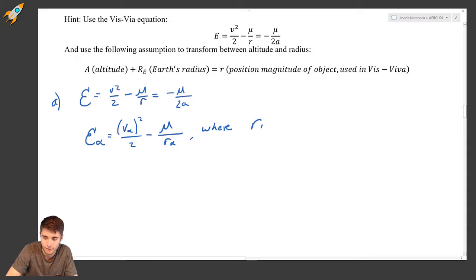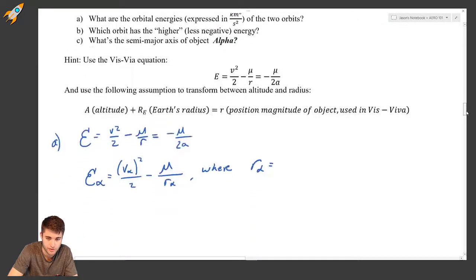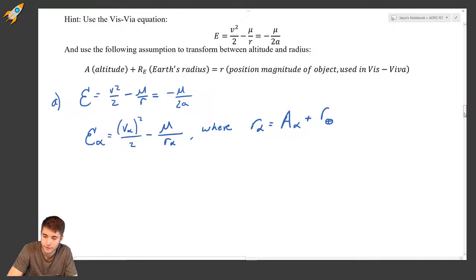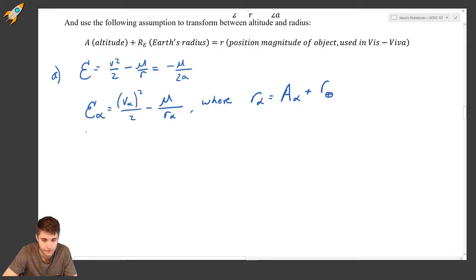position of alpha is really just equal to this, because again, we were given the altitude of alpha, but we weren't given the position. So the position of alpha is equal to the altitude of the object alpha plus the radius of the Earth. Okay, so that's how you get position alpha. And from here, you can calculate the energy of alpha.